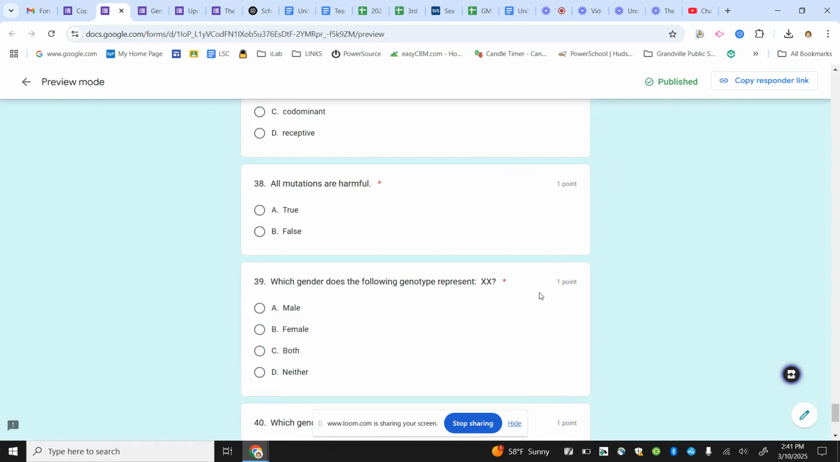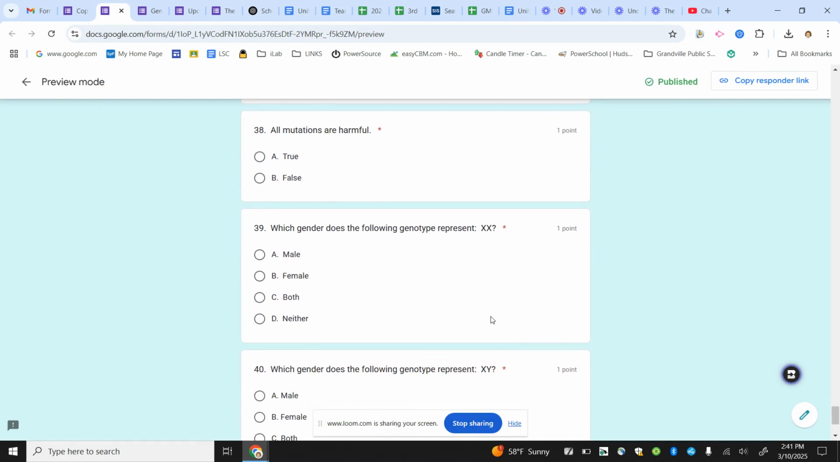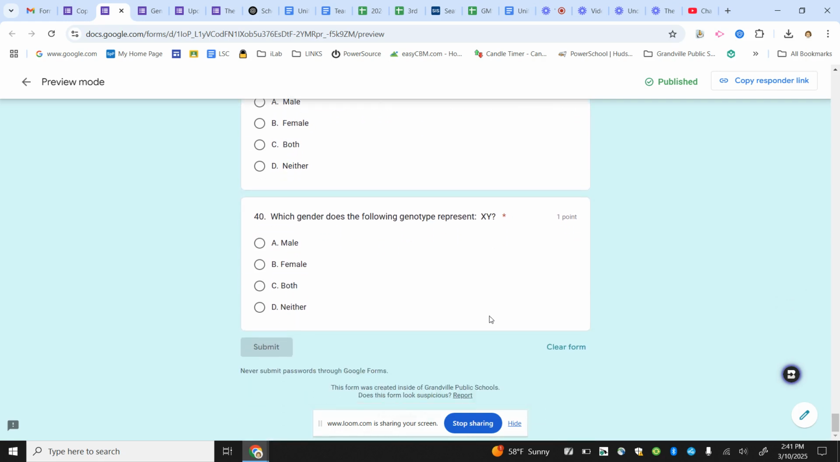Number 39, which gender does the following genotype represent? XX. A, male. B, female. C, both. D, neither. Number 40, which gender does the following genotype represent, XY? A, male. B, female. C, both. D, neither.